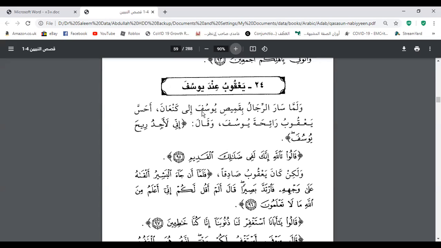So when the men travel, when they start coming back with the qamis of Yusuf, with the shirt of Yusuf to Kan'an, they just started traveling from there just now. Ahassa Yaqubu. Yaqub alayhi salam felt Ra'ihata Yusuf, mudaf mudaf ilayh, the fragrance of Yusuf, the smell of Yusuf. He felt it. Waqal, and he said, Inni la'ajidu riha Yusuf. Indeed, I find the smell of Yusuf.